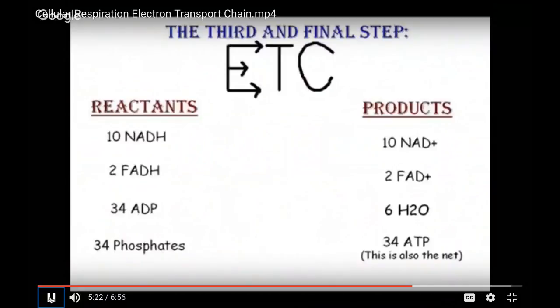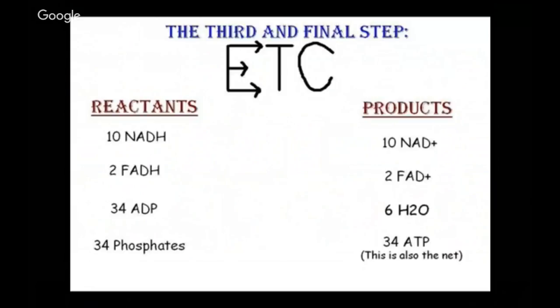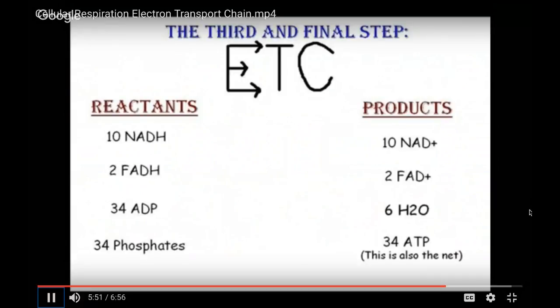This takes us to our final page, and since we started with 10 NADH, and each NADH makes 3 ATP, that got us 30. And since we started off with 2 FADH2, each one of those gave us 2 ATP, that gives us a total of 34. And one of the reactants was the 34 ADP and 34 phosphates. Now our products were 10 NAD+, 2 FAD, and 6 H2O. And we are left with the 34 ATP, as I already mentioned.